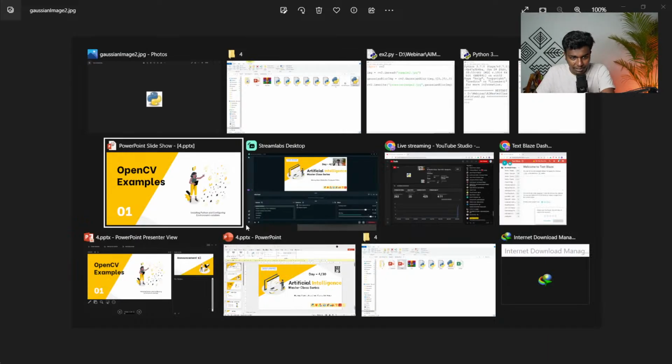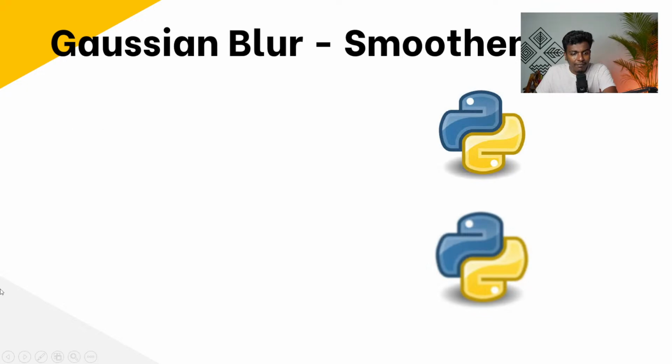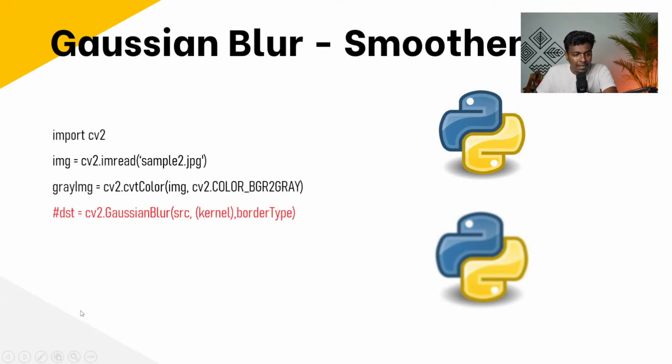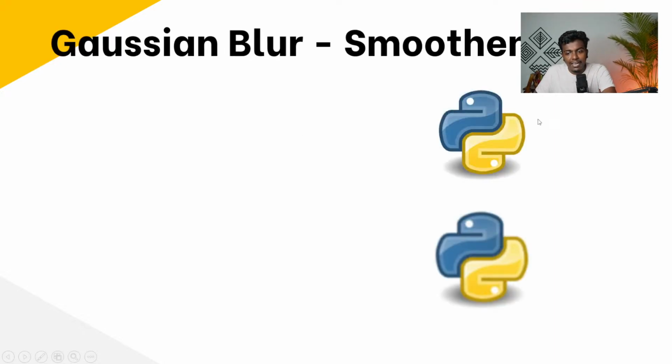Guys, hope you are able to observe the output differences. If you can observe the differences, you just post yes, Sanjay, in your live chat. This is my original image, and this is the Gaussian blur applied image. So that's what we did. First of all, we resized it with the help of imutils, and now we are applying the smoothening.